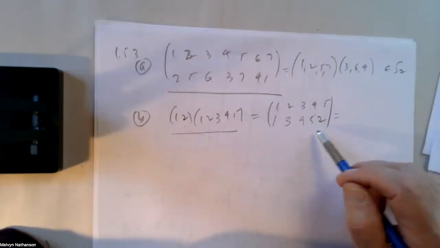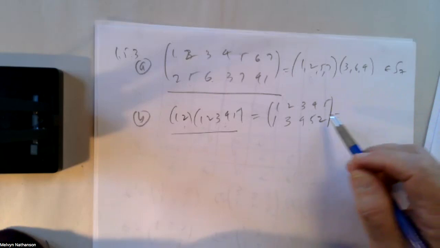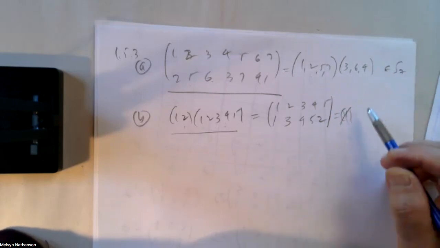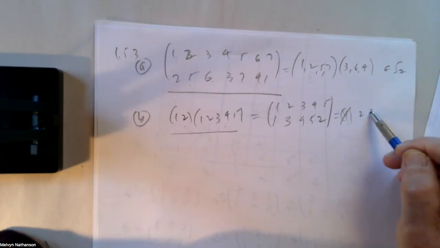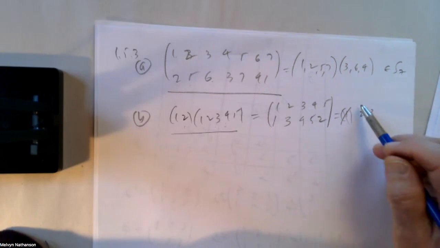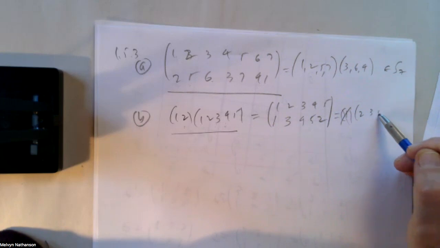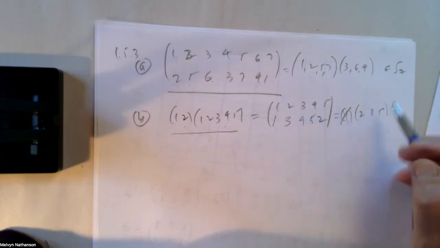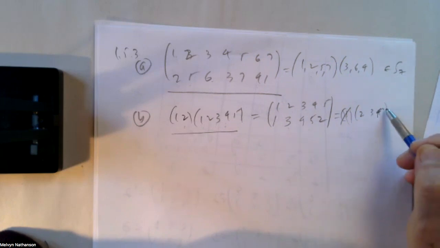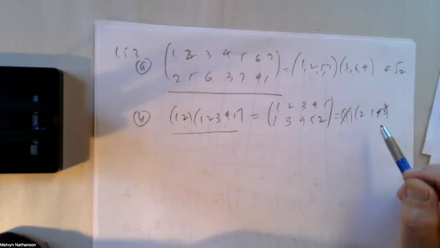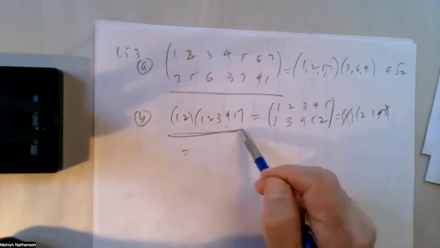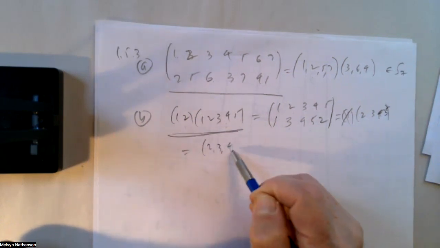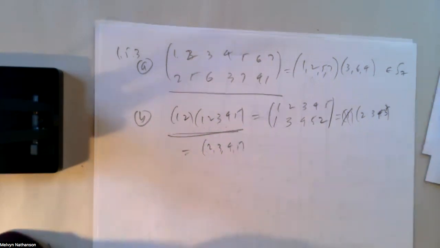And what is this as a product of disjoint cycles? 1 goes to 1. Don't even have to write that then. Sorry. 2 goes to 3. 3 goes to 4. 4 goes to 5. And 5 goes back to 2. So this permutation is a 4 cycle.